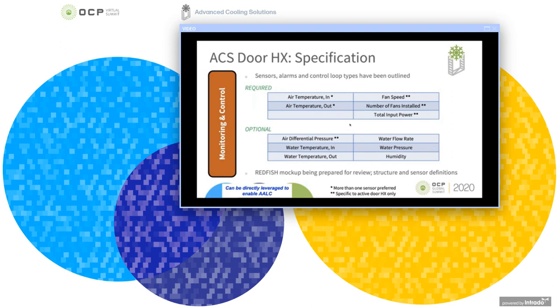A Redfish mockup is currently being prepared for review by OCP stakeholders as well as DMTF contacts, with the goal of confirming these definitions as well as subparameters and contributing reference files and documentation, such as a schema or JSON file, as well as a reference guide that outlines how to use those files. This is another area that can be directly leveraged for air-assisted liquid cooling.